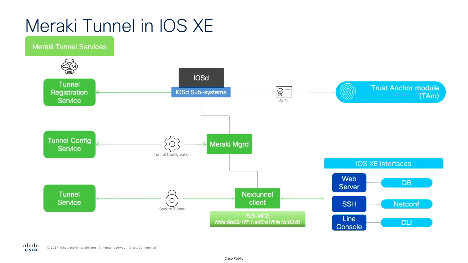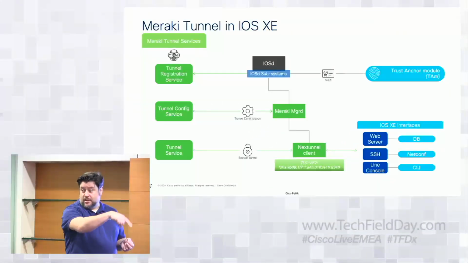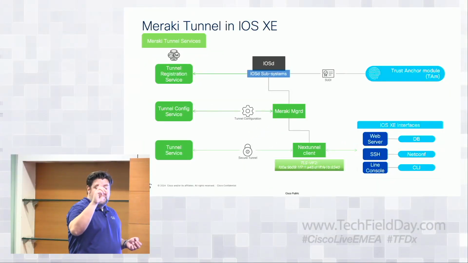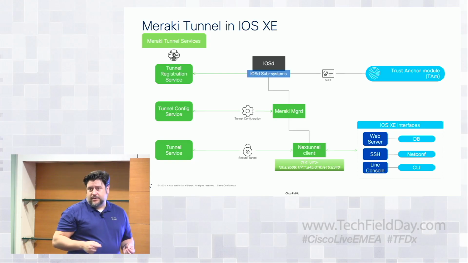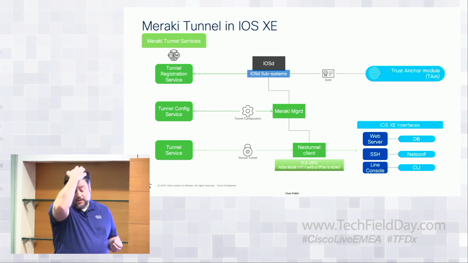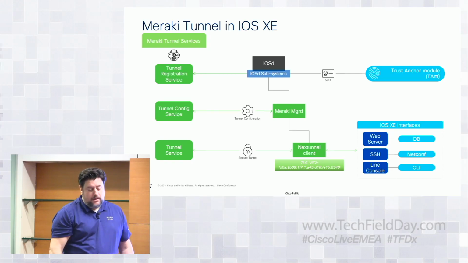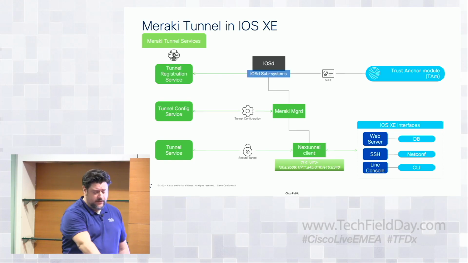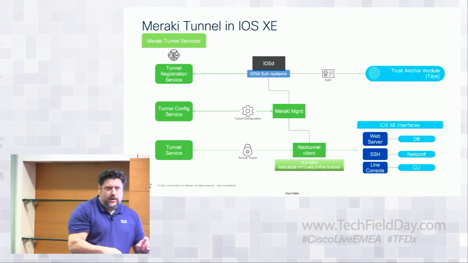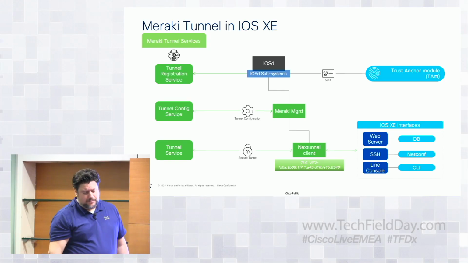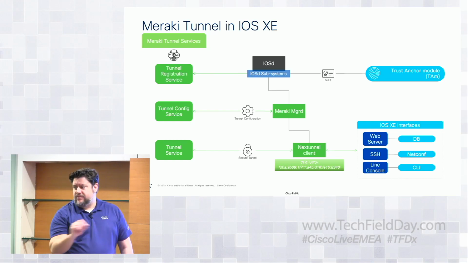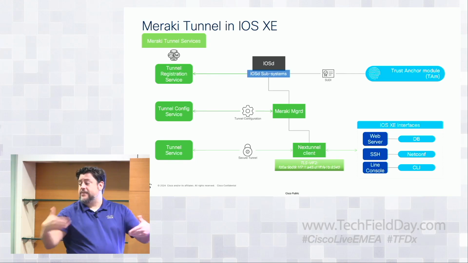Then the Meraki MGRD service will go and grab the Meraki tunnel configuration and update the Nextunnel client with that configuration it receives. Once that Nextunnel client comes up, dashboard will have access through the tunnel to these interfaces. You will see an interface get created. So if you do a show IP interface brief or something on the controller, you'll see this TLS VIF2 interface with an IPv6 address. That's just the overlay address used inside the tunnel.